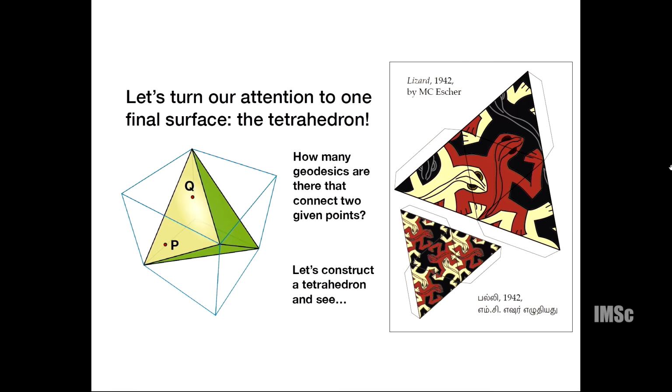So everybody has seen a tetrahedron before, right? It has 4 vertices. It has 4 faces. And the question I want to ask is, again, how many geodesics are there between 2 points on the tetrahedra?